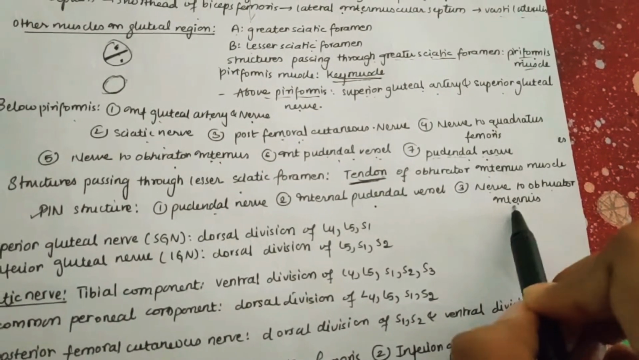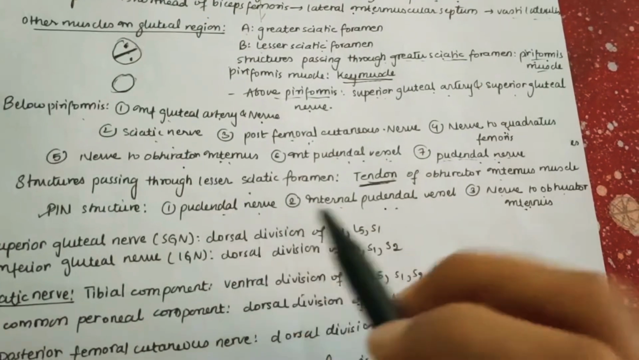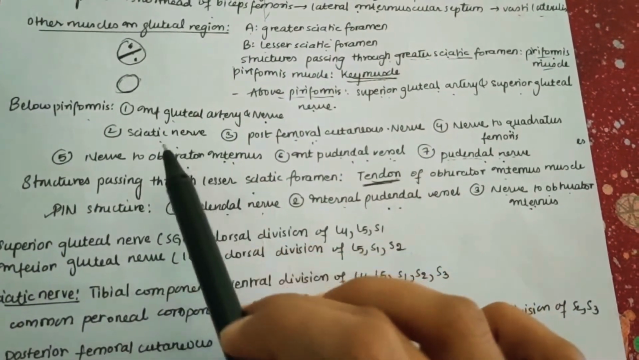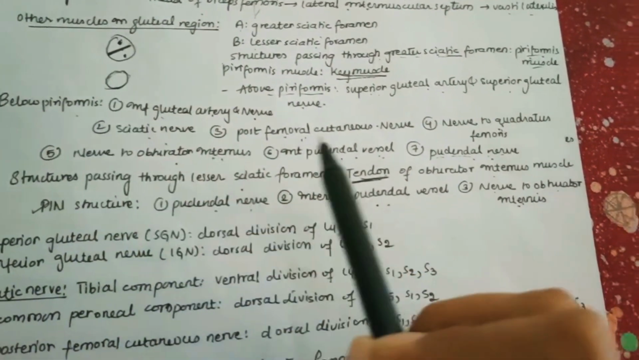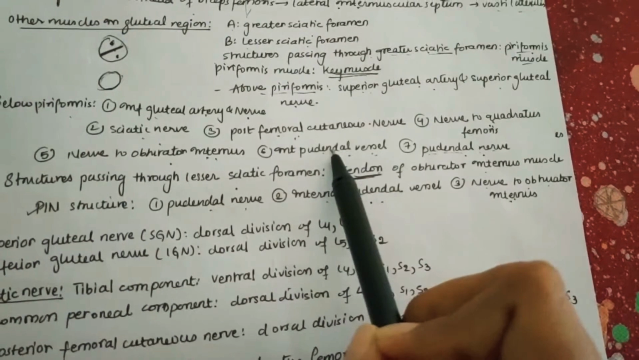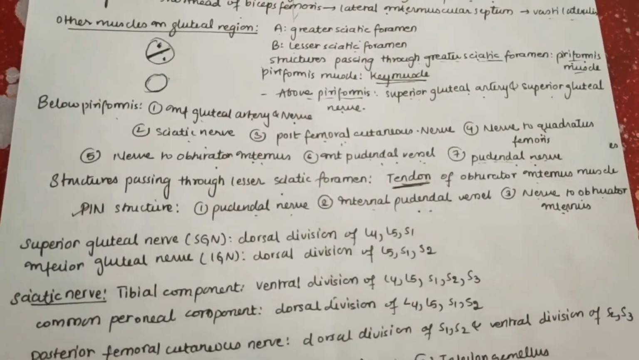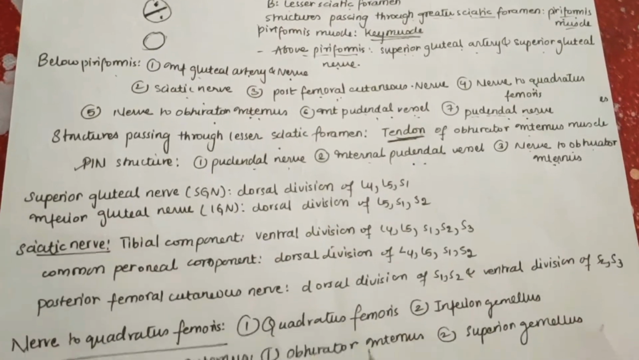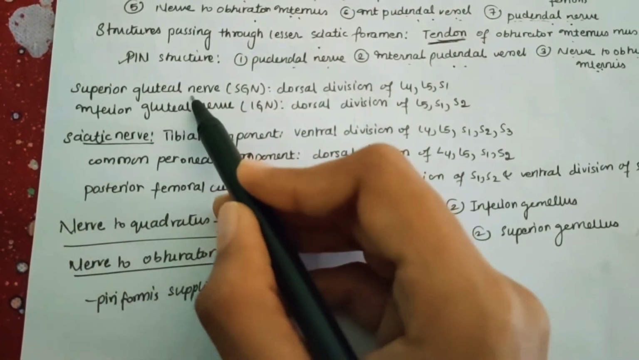So as the tendon of obturator internus is passing, you can remember that nerve to obturator internus is also passing, internal pudendal vessel is passing, and pudendal nerve is passing. These two are again also passing in the greater sciatic foramen, if you remember, below piriformis there are pudendal nerve and pudendal vessel, right? So you can relate this and easily remember them. So this is about the structures which are passing through the greater and lesser sciatic foramen.